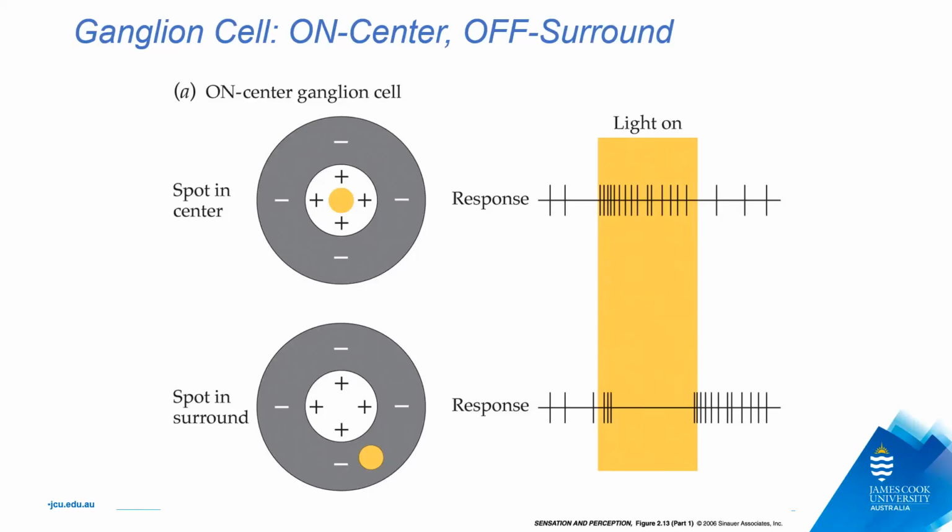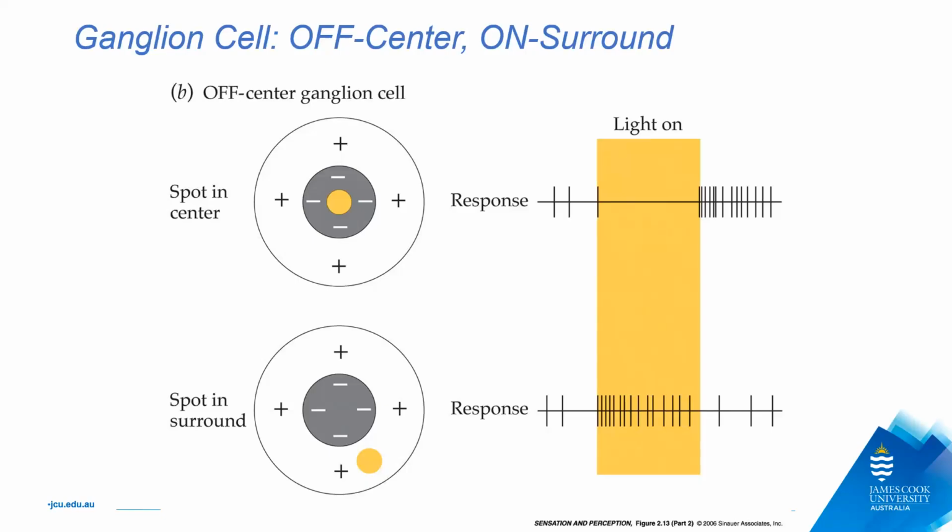For half the video, we're looking at this on-center off-surround ganglion cell, right? The plus basically just refers to depolarization, the presence of light shining on it. If it's in the off surround and the light is shining on it, we don't really get as many action potentials. And the reverse happens from the off-center on-surround ganglion cell.